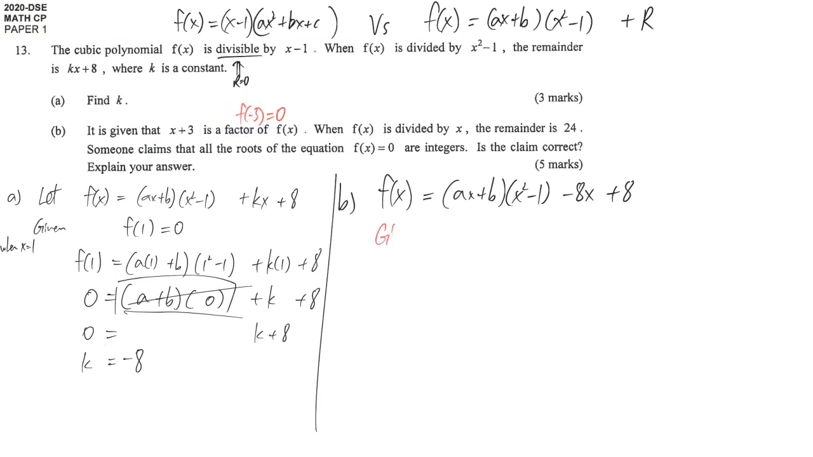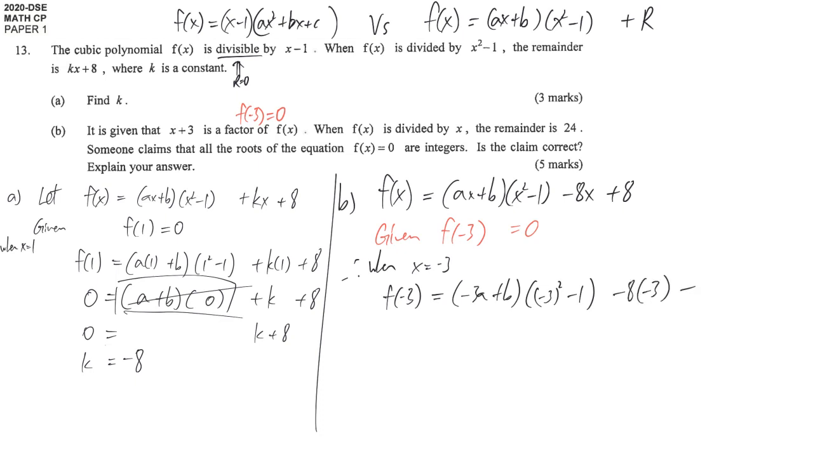So given that f(negative 3) is equal to 0, therefore we consider when x equal to negative 3, f(negative 3) is equal to (negative 3a plus b) times ((negative 3) squared minus 1) minus 8 times negative 3 plus 8. And then simplify that carefully.